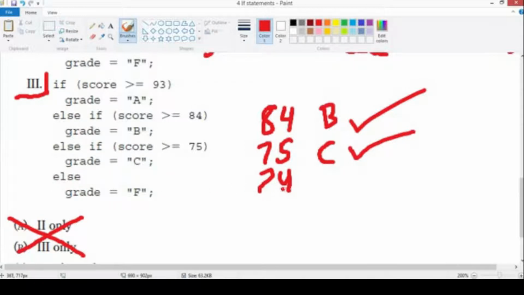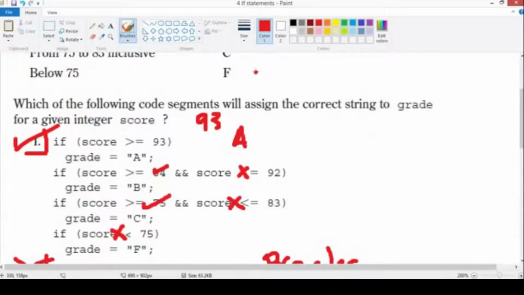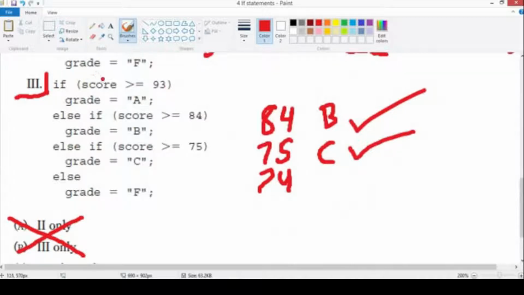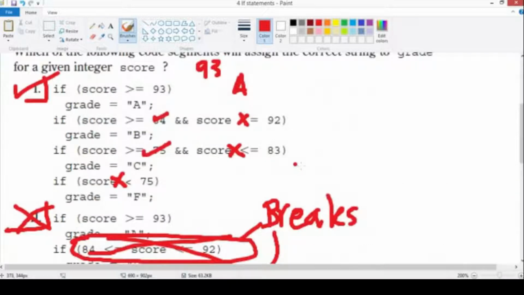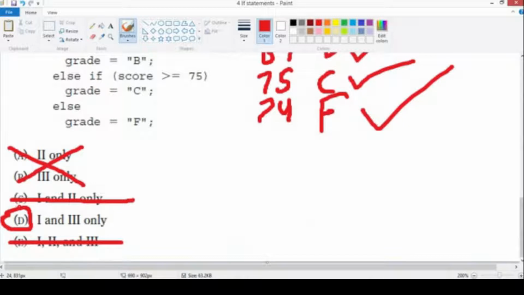Lastly, 74. That one, weirdly enough, gets us an F. So let's see. Score is not greater than or equal to 93 because it is currently equal to 74. Else if score is greater than 84, greater than or equal to, it is not. Else if it is not greater than or equal to 75 either, so we have to do our else. 74 becomes an F, and that is correct. So we know that for both of these, all these other ones work.